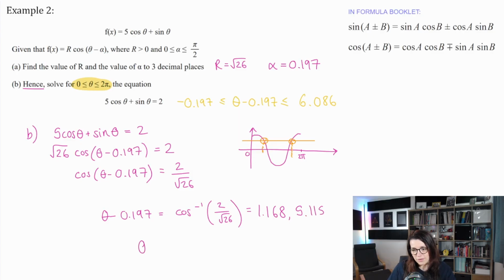All that's left to do is to find the final theta values by adding on 0.197. We get 1.37 rounding and 5.31, and we're done.